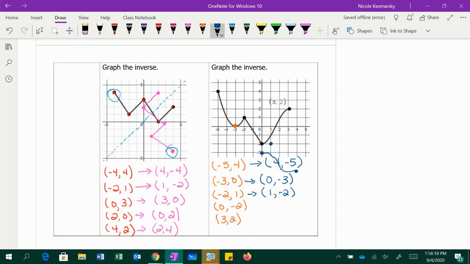Something feels wrong. 0, -3. We'll go with it, see what happens. If you could see it, email me and let me know. And then we've got 0, -2, so that's going to be -2, comma 0. And then 3 comma 2 becomes 2 comma 3.